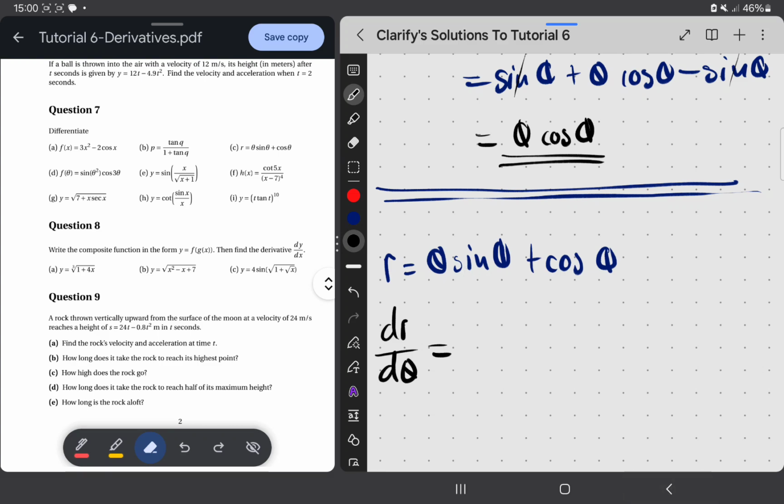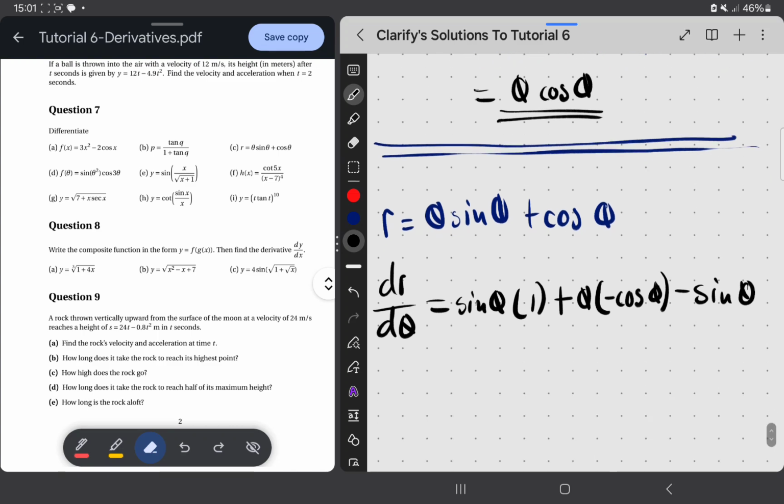So I bring the second one, which is sine theta, times the derivative of the first. The derivative of theta is 1, because theta is just like an x, and the derivative of x is 1. Then plus the first one, which is theta, times the derivative of the second. What's the derivative of sine? It's cos theta. Then I differentiate this: the derivative of cos is negative sine theta. So that's what I have.